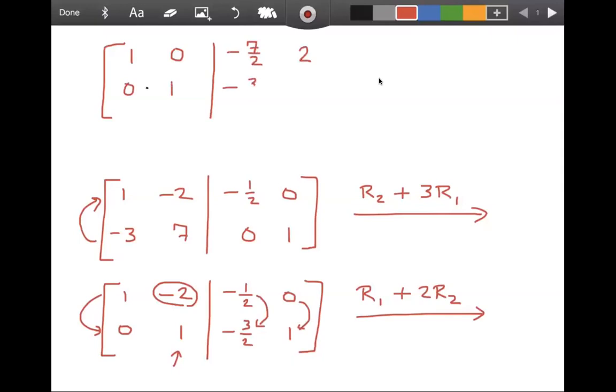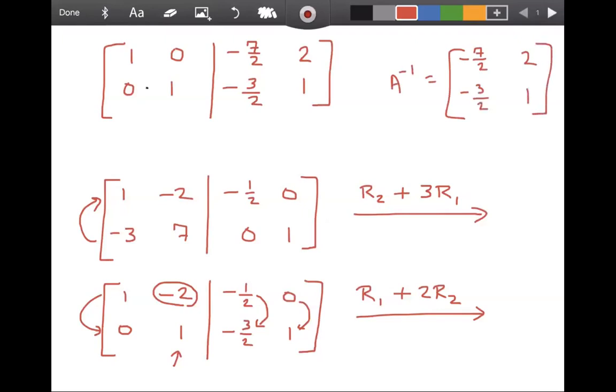And lo and behold, the matrix on the right-hand side of this is the inverse matrix. You can check your notes. That is the same inverse that we got using the formula. So A inverse is still negative 7/2, 2, negative 3/2, 1.